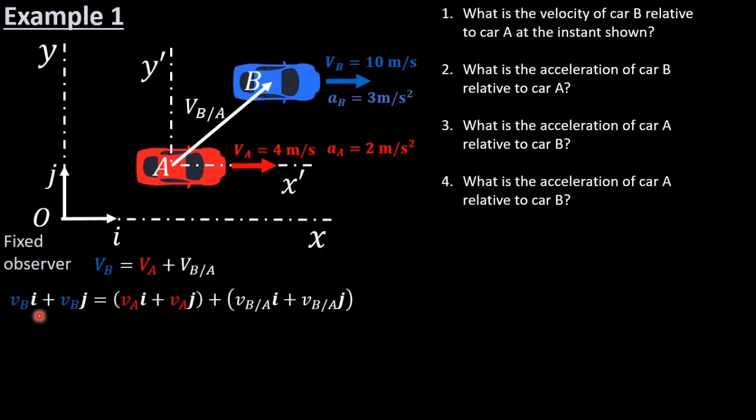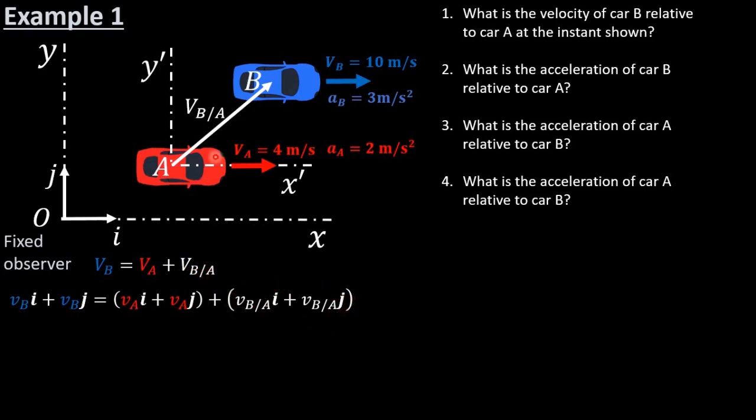We write this out in its full vector form like this. So the velocity of car B, we write that in terms of its i and j components. The velocity for car A, we write that out in terms of its i and j components. And the velocity of car B relative to car A, we write that out in terms of its i and j components.